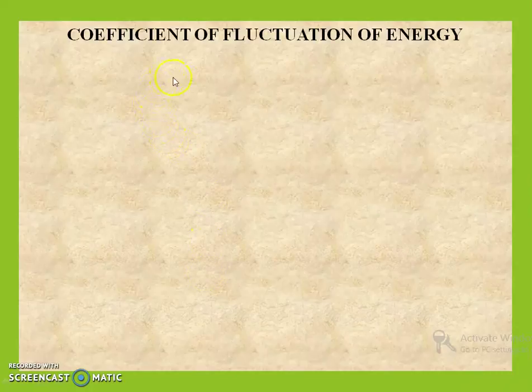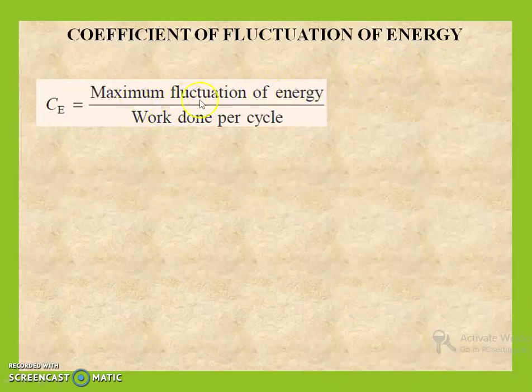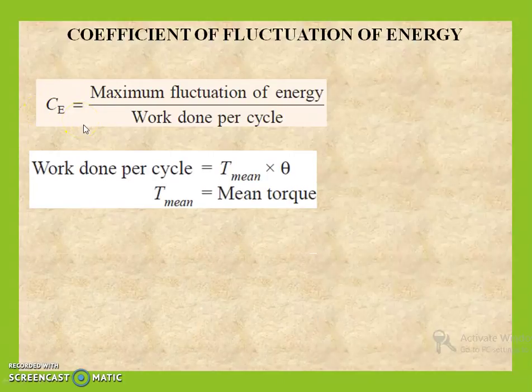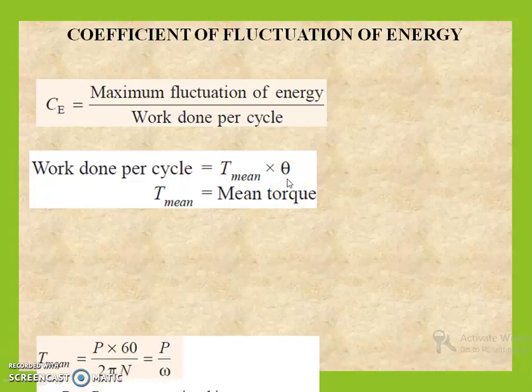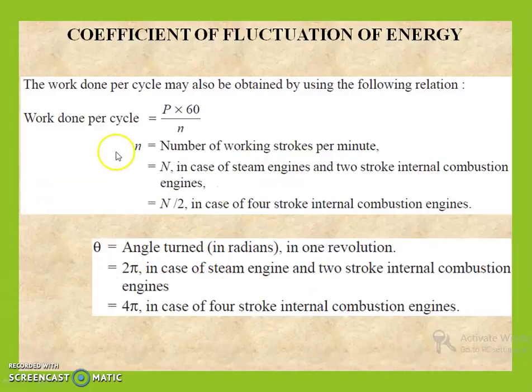Now we will see what is meant by coefficient of fluctuation of energy. It is the ratio of the maximum fluctuation of energy and the work done per cycle, and it is represented as C suffix E. We can find out the work done per cycle by this equation, T mean into theta. T mean means the mean torque and theta is the angle turned in a cycle. And we can find out this T mean using this equation, P into 60 by 2 pi n, or it is P by omega. And the work done per cycle can be calculated by this equation, P into 60 divided by small n.